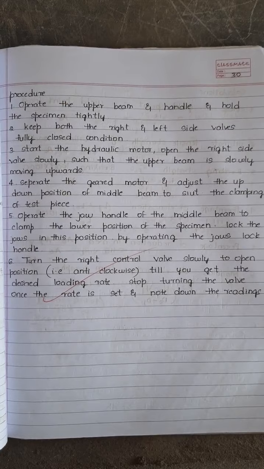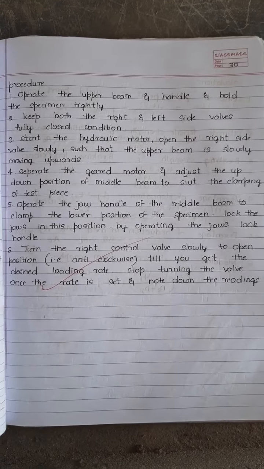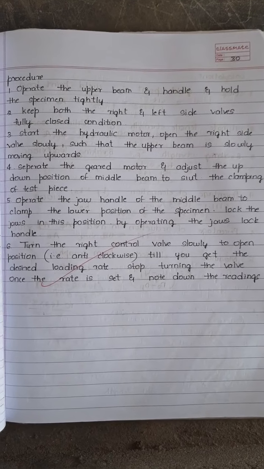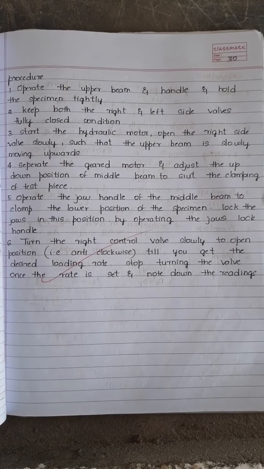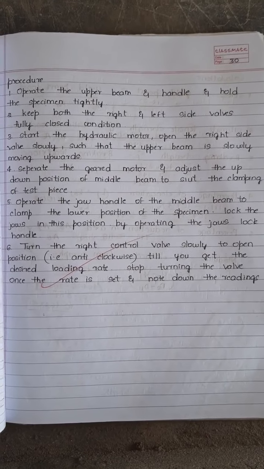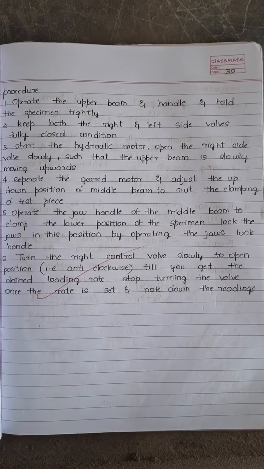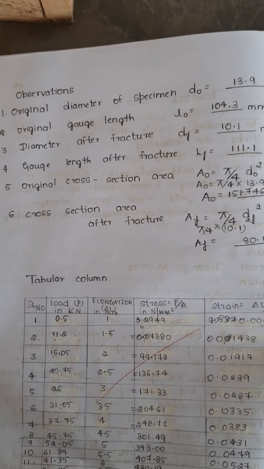Operate the jaw handle with the middle beam to clamp the lower position of the specimen. Lock the jaws in position by operating the jaw lock handle. Turn the right control valve slowly to open it till you get the desired load reading rate. Stop turning the valve once the rate is set. Note down the readings. Observations.